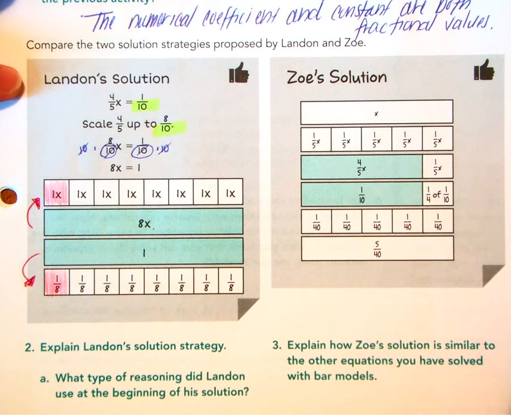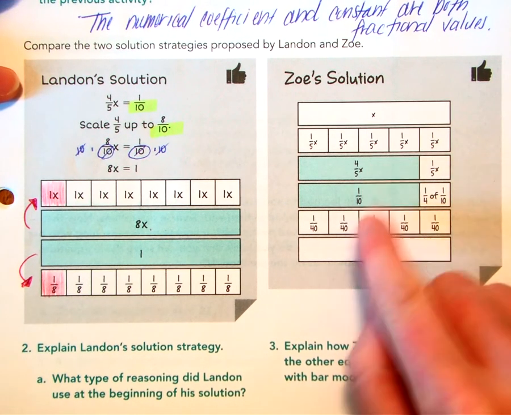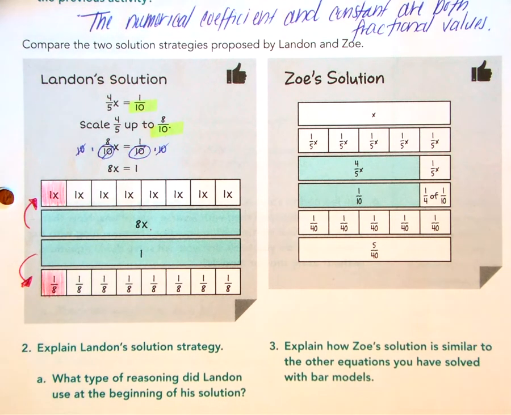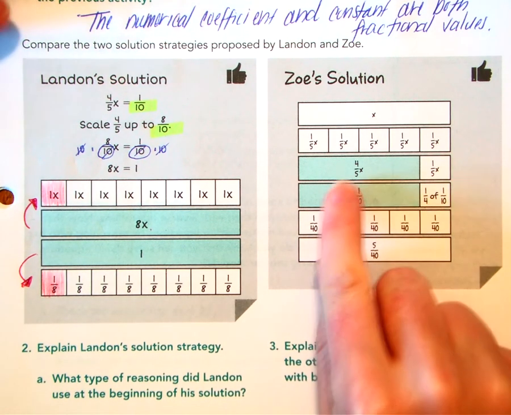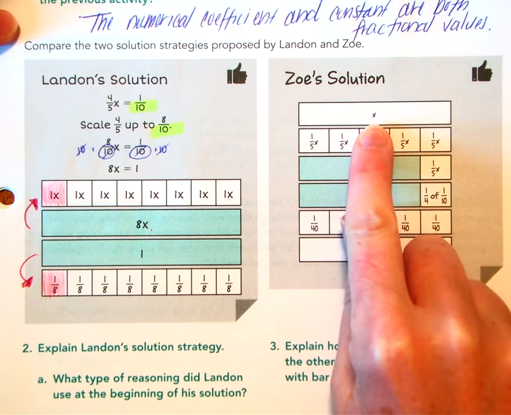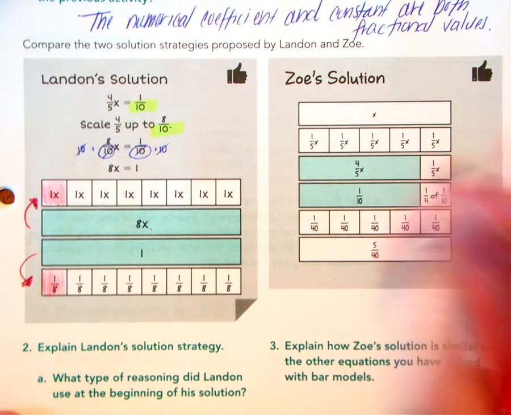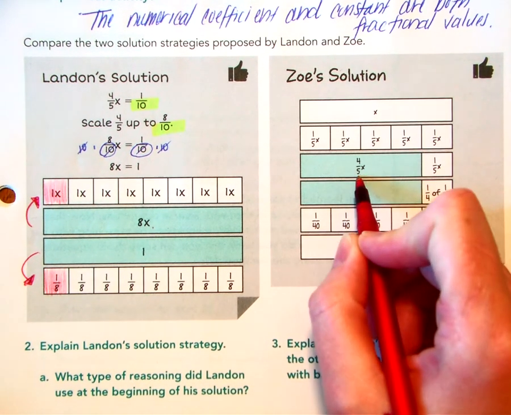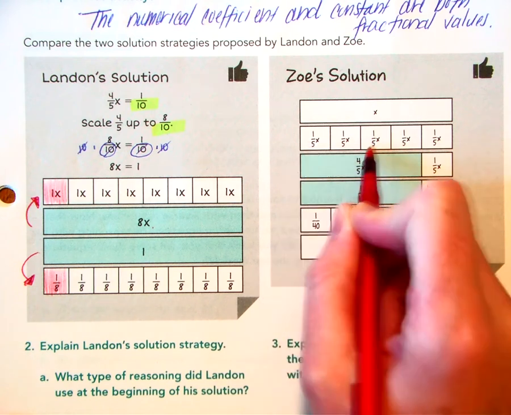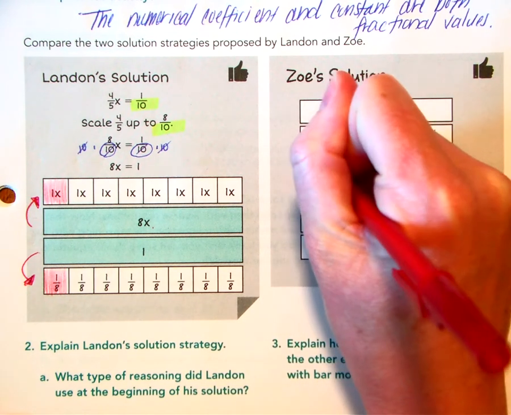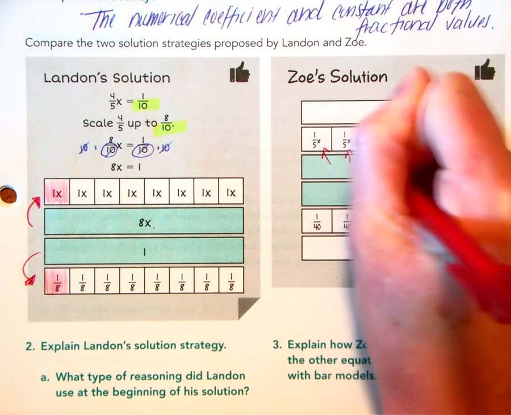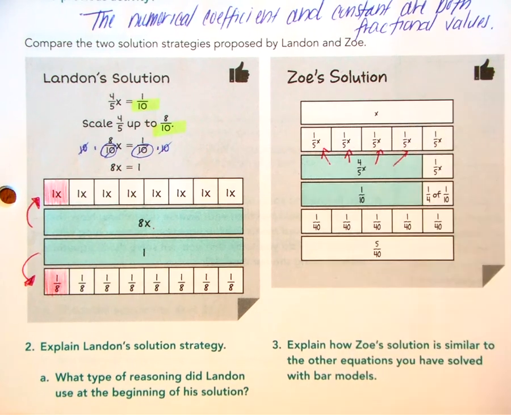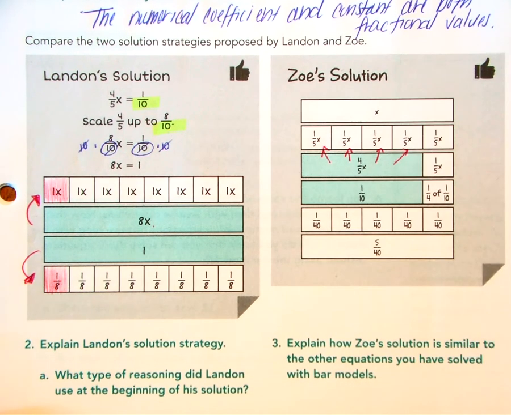So Zoe starts with 4/5 x is equal to 1/10. Okay, that looks like something we've studied before. We know we need to get to a full x. And I can see that Zoe has decomposed 4/5 x into unit fractions. So she's like, I need to break this up. I'm going to do this, and this, and this, and this. So I'm going to break it up into 4 parts.